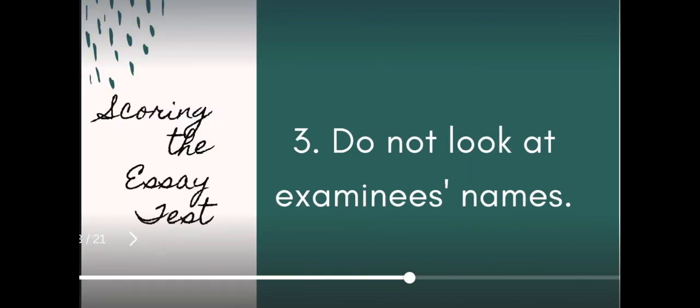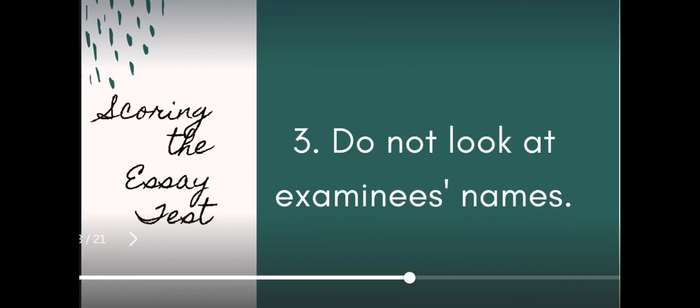And the third step in scoring the essay is, do not look at the examinees' names. Another guideline that you have to understand in scoring the essay test: do not look at examinees' names. Well, certainly there could be some influences, and these are things that we need to avoid, being biased or being unfair. Looking at names at times would influence us.